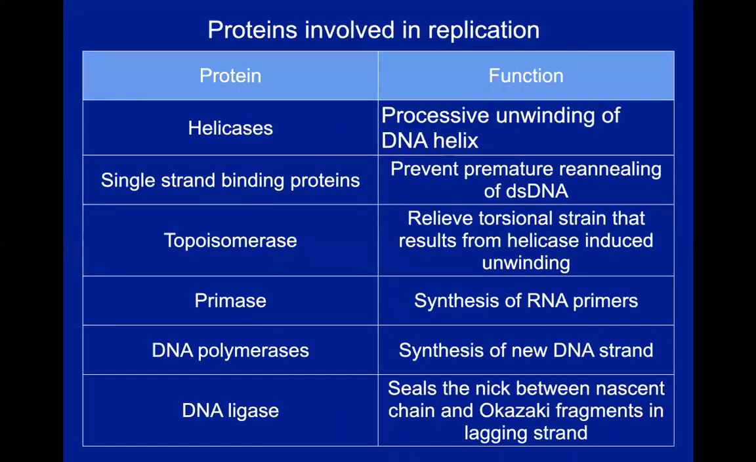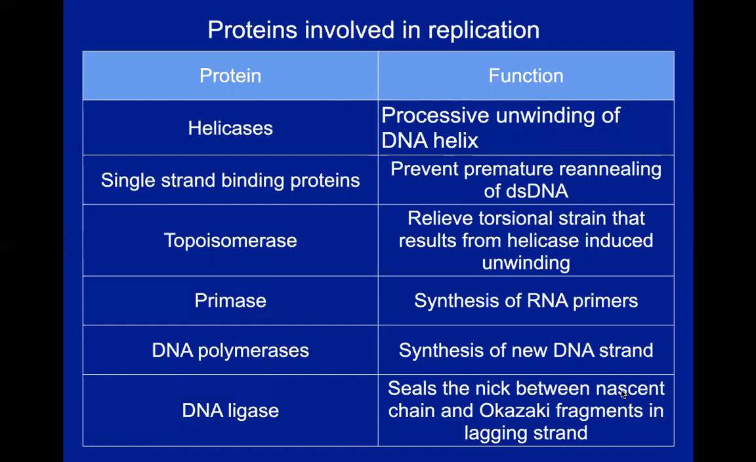What are the various proteins involved in replication? You have helicases, which is the enzyme for unwinding of the DNA helix. This is ATP dependent. Then single strand binding proteins, which you already know, and topoisomerase, relieving the torsional strain to release the supercoils. Then primase is the enzyme which helps in synthesis of RNA primers. This I will come to later. Then DNA polymerases, for synthesis of the new strand. DNA ligase seals the nick, that is, formation of the phosphodiester bond between the nascent chain and Okazaki fragments in the lagging strand.